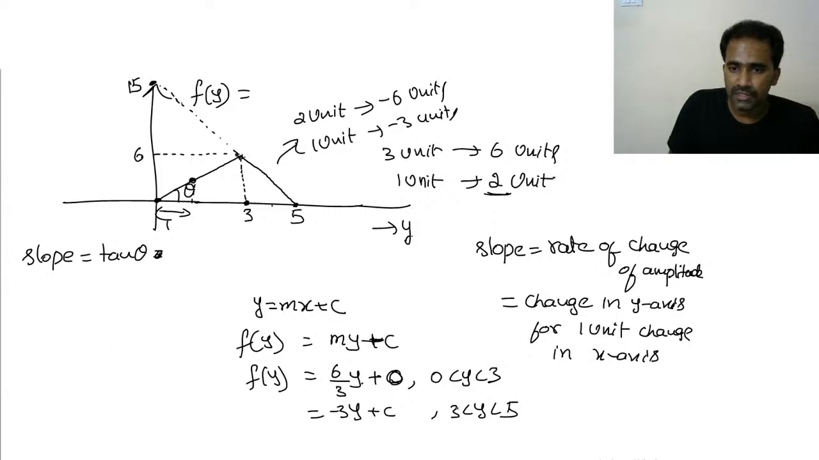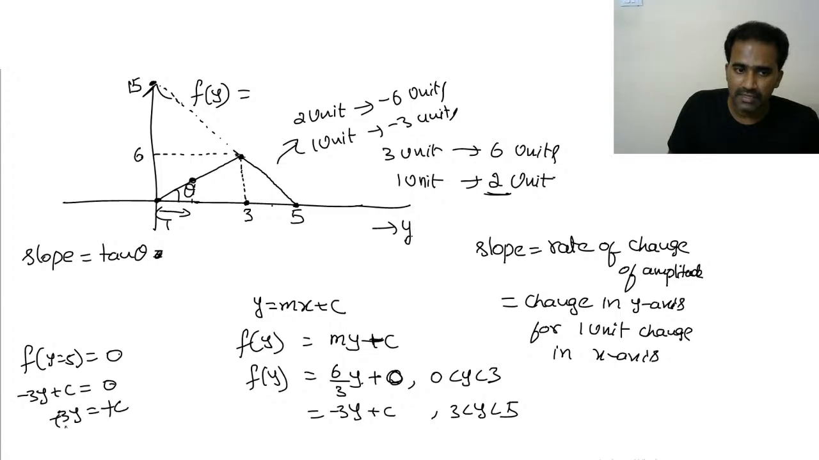Or else what you can do is, the equation from 3 to 5 we know, right? At 5, you know the value of f(y) is 0, right? Now, the equation from 3 to 5 is minus 3y plus c. Minus 3y plus c is 0. So if you want the equation to be 0 at y equal to 5, how much should the c value be? You can find it, no? So minus 3y is equal to minus c.